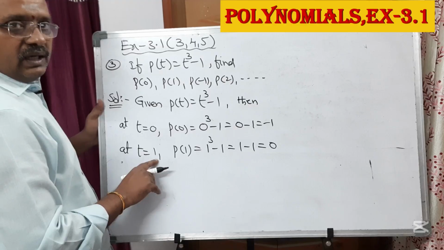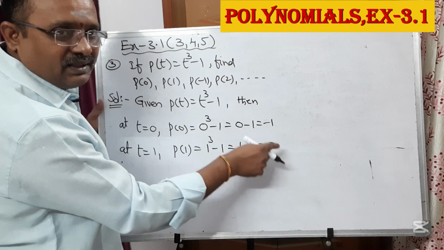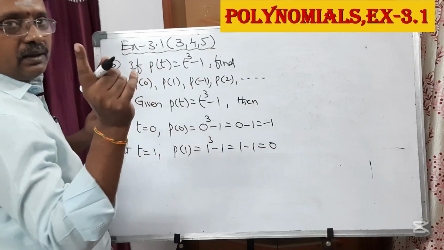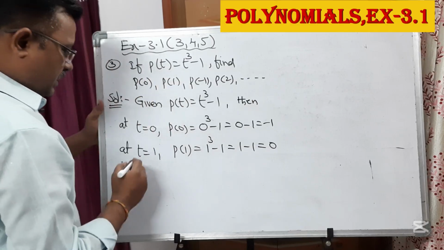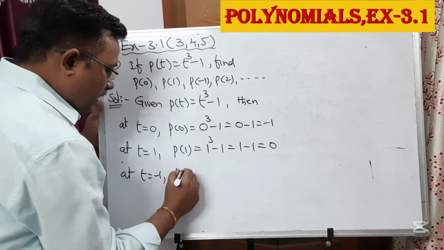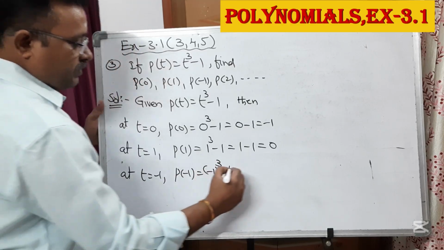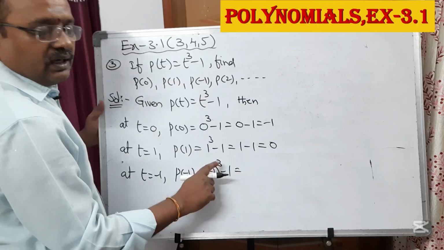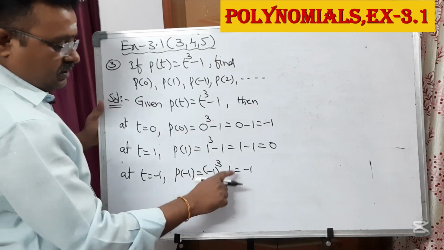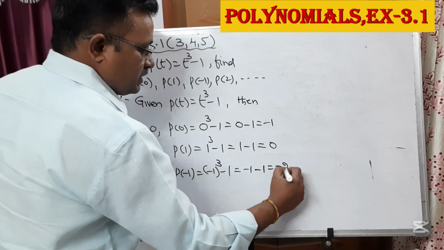Variable value t equal to 1, whereas polynomial value 0. Since the polynomial is becoming 0, we can call this value the 0 of this polynomial. Remember that, 0 of this polynomial. Like that, at t is equal to minus 1, p of minus 1 is equal to minus 1 whole cube minus 1. Minus 1 whole cube value is minus 1, odd power of a negative value is negative only, so minus 1. Minus 1 minus 1 is equal to minus 2.